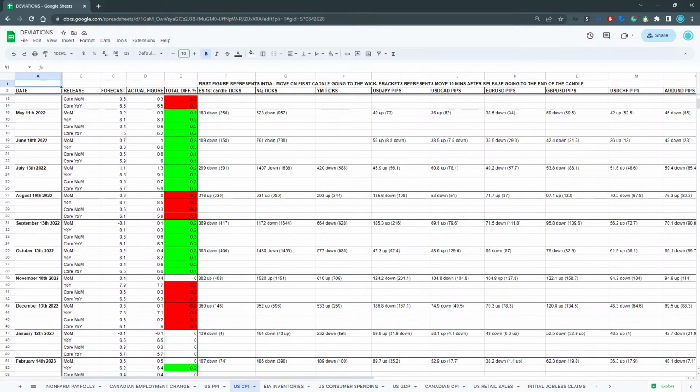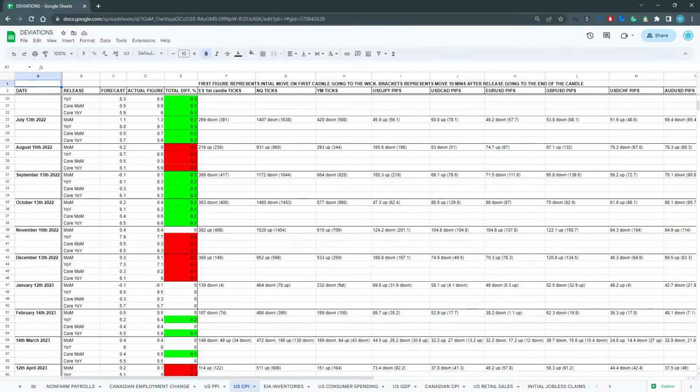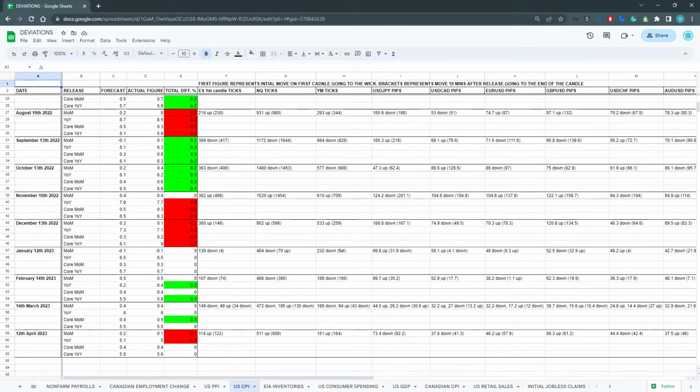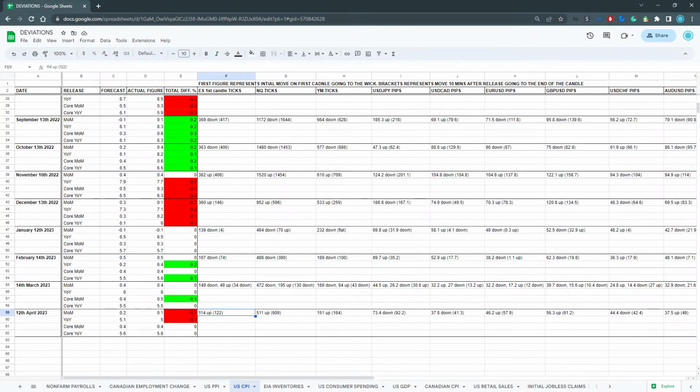So the deviations, as said, are completely free, giving you an understanding of how the markets react to economic releases. Let's go with the last CPI print. The first figure here shows you the initial market reaction, going to the wick of the candle. This is all on a 1-minute chart, by the way. And then the figure in the brackets shows you the move 10 minutes after the release.